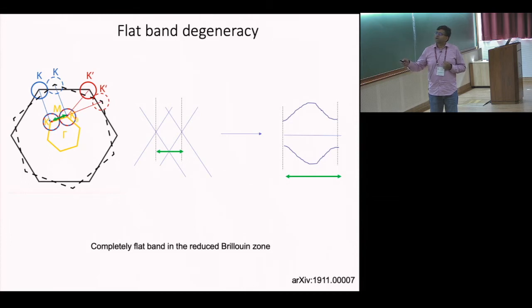And the Moiré pattern is also responsible for creating these flat bands where there's a large density of states. And so we wanted to ask the question, if you can just create the large density of states without necessarily having a Moiré pattern, would you see interesting correlated states in such a system?